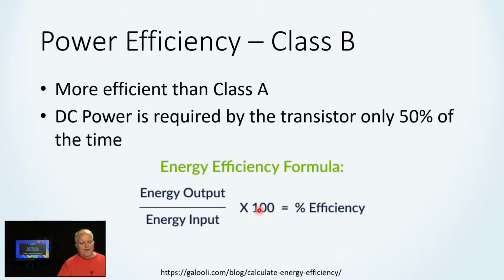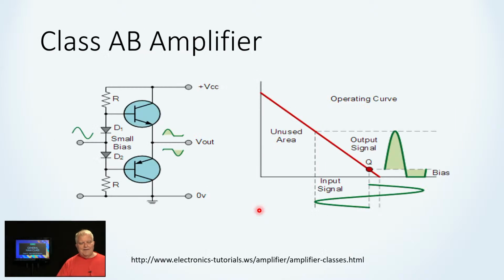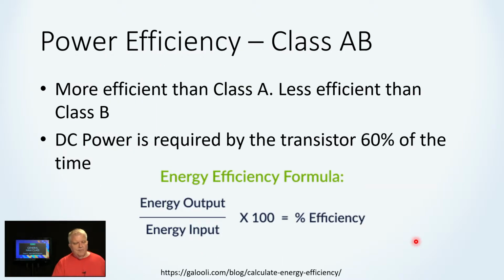So they came up with a mix called a Class AB amplifier, which amplifies all of one and a little bit of the other waveform. It looks like this. This sounds much better as an audio amplifier, and this is what you would find in actual use. Class AB amplifiers are more efficient than A, but less efficient than B, and DC power is required by the transistor about 60% of the time.